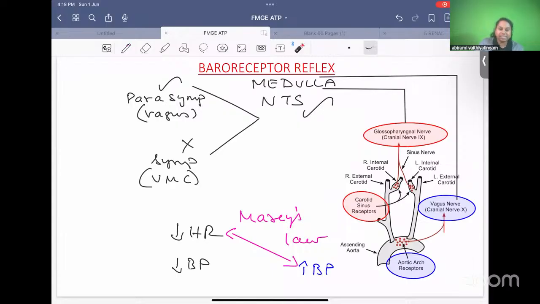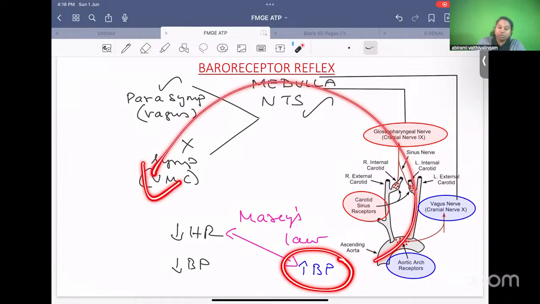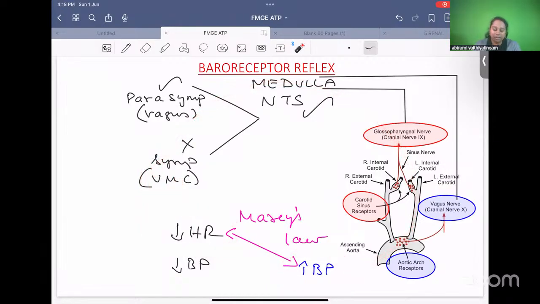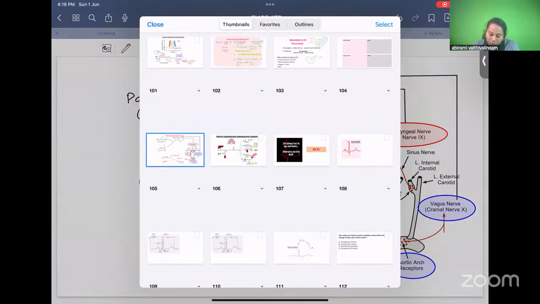What is Marey's law? Usually BP and heart rate will be on the same side. Either both will increase or both will decrease. But here, when they are connected by baroreceptors, increase in BP through baroreceptor reflex causes decrease in heart rate. Now it becomes an inverse relationship. This we call Marey's law.